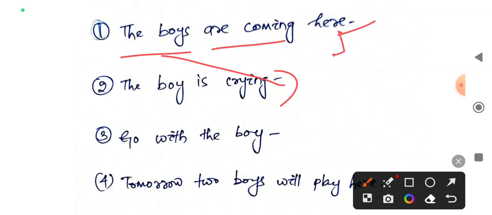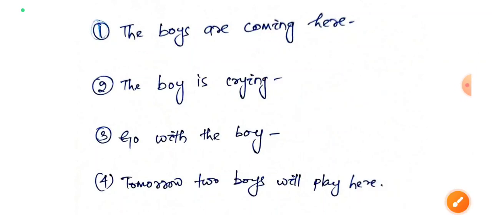Here in Sanskrit will be atra. There will be tatra. Okay, so balakaha atra agachanti. The boys are coming here. It will be the full form of the translation. So balakaha atra agachanti.